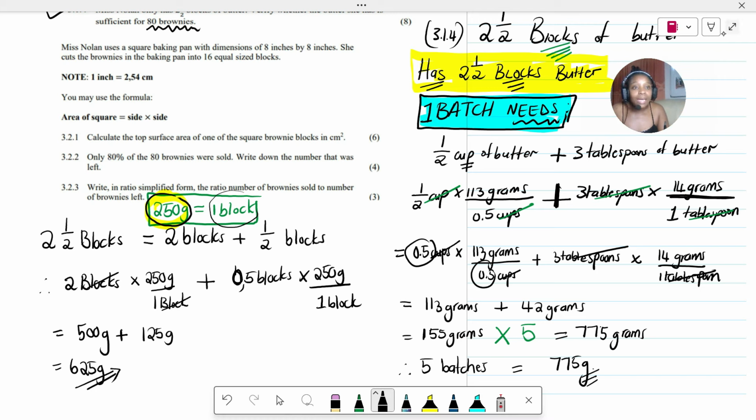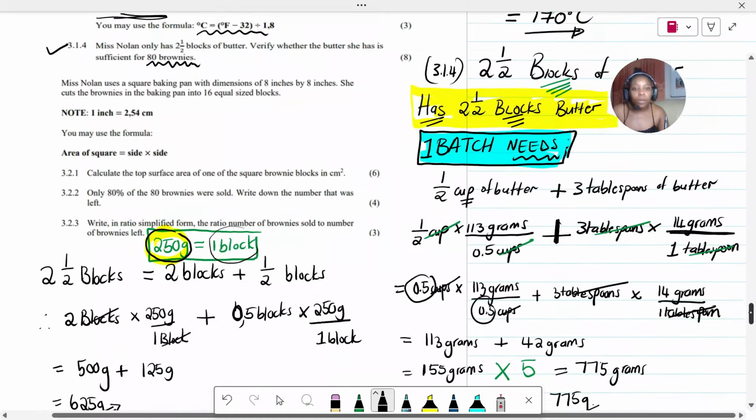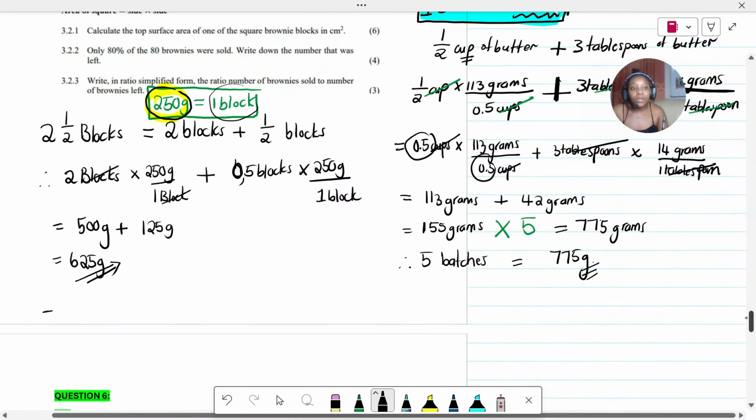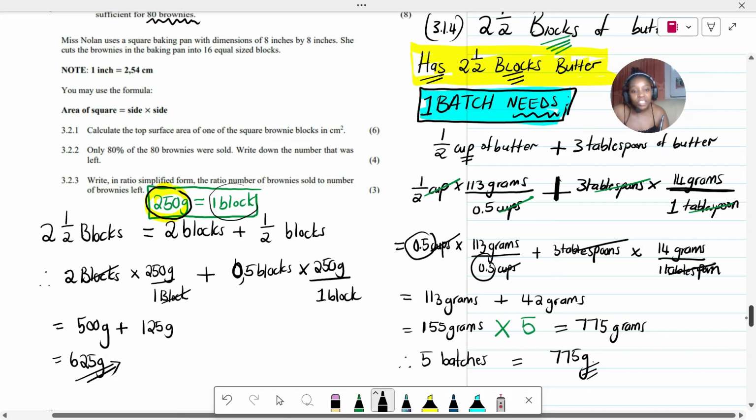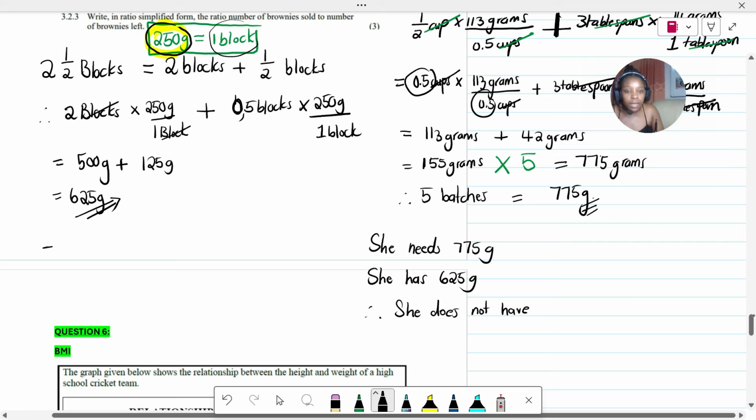Now we're not done. Remember, the question was asking, does she have enough butter to make 80 muffins? Does she have sufficient butter to make 80 muffins? What we can conclude from all these calculations is that we found that she needs 775 grams. She has 625 grams. Therefore, she does not have enough butter to make 80 brownies.